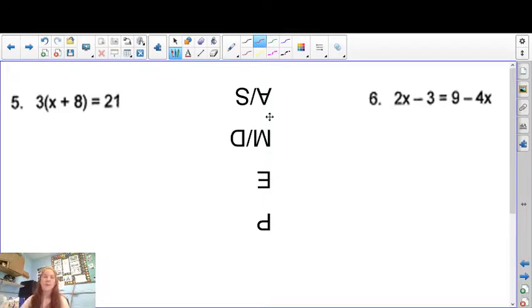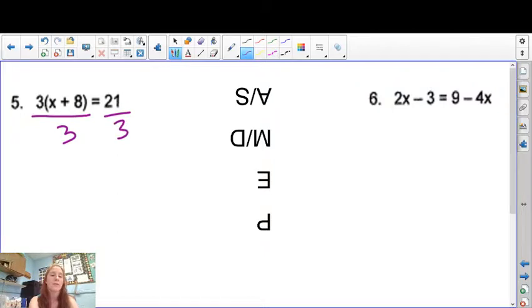Okay, number 5, there's a couple different ways to approach it. Since there's nothing being added, subtracted, multiplied, or divided on the other side, I can go ahead and start by getting rid of that 3 first with my division, since it's being multiplied. Remember, this only works if there's a single number or a single constant on the opposite side. That leaves me with x plus 8, technically in parentheses, but since I've undone the multiplication with the division, the parentheses can be dropped since there's nothing else going on with it. And then 21 divided by 3 is 7.